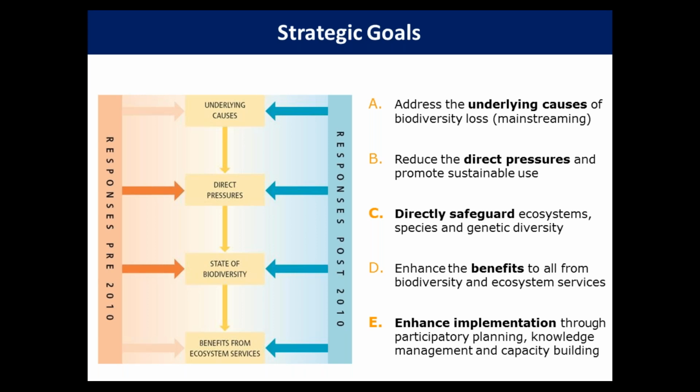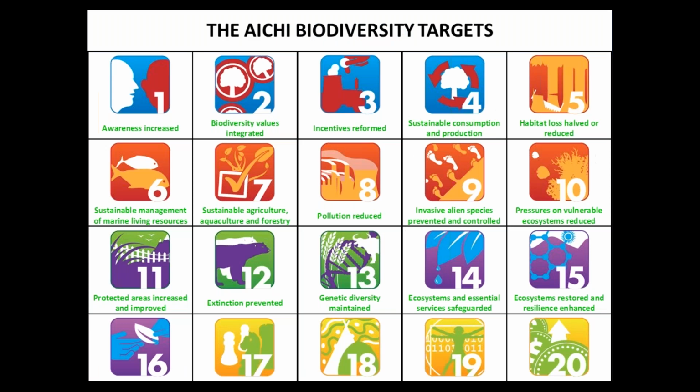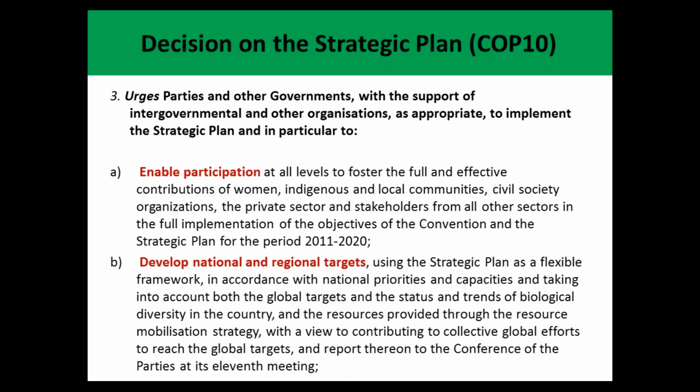And then finally, goal E is about enhancing implementation, and it's some of the underlying management responses, including participation, knowledge management, capacity building, etc. And then the 20 Aichi biodiversity targets. I'm not going to go into these, but hopefully people are fairly familiar with them. This was the decision that was taken in 2010. I'm not going to go into the text in depth, but just some key points to recognize.